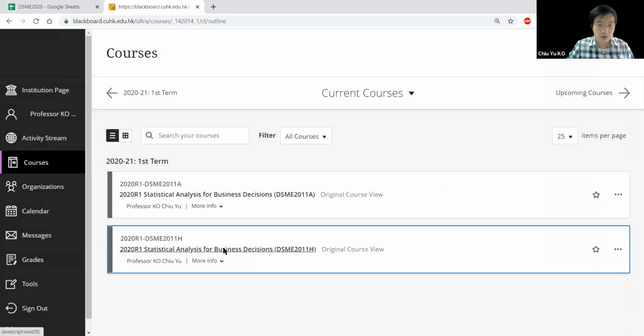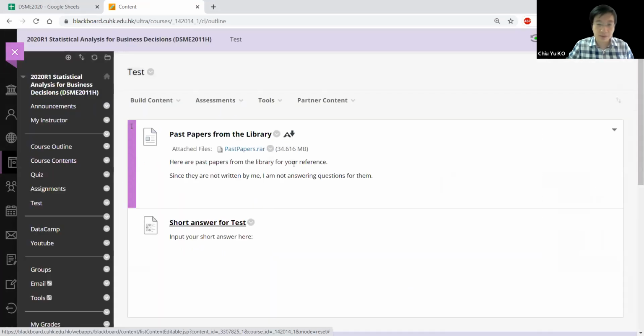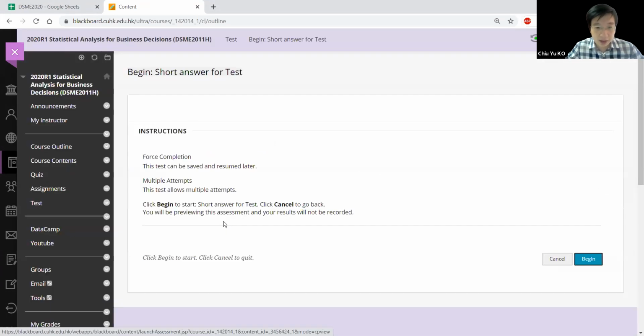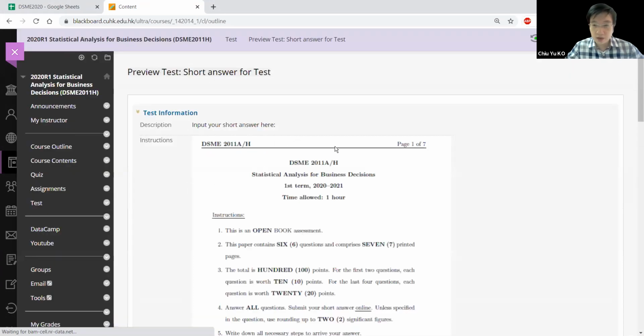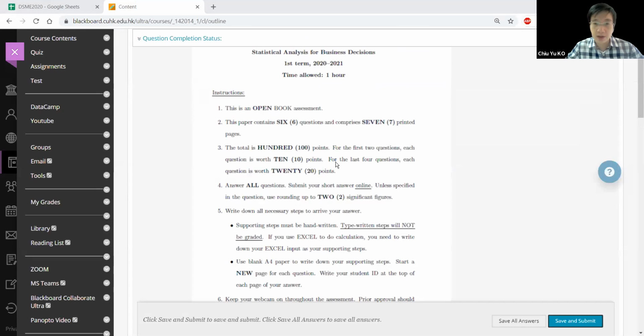What I want to show you today is the test here. I think it's available to you. Up here is the past paper. I hope you try to look at the questions. As I told you, my test will not be too much different from them in terms of difficulty level. You go inside and you will see the instruction there, though it's not open yet. It'll be a 7-page exam, open book, 6 questions, 100 points: the first 2 questions 10 points each, and the remaining 4 questions 20 points each.